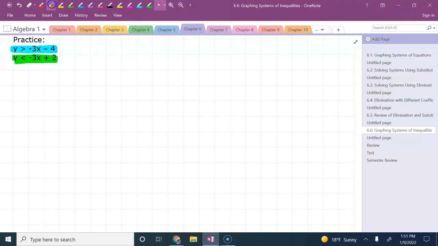And once again, if you look at your slopes, they're the same. So you're going to deal with those parallel lines again. So what I want you guys to do is take a minute, pause the video here, graph these lines, figure out where you're going to shade, and then when you're ready to see what it should have looked like, go ahead and continue watching.